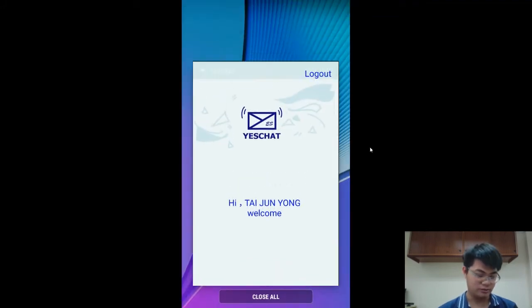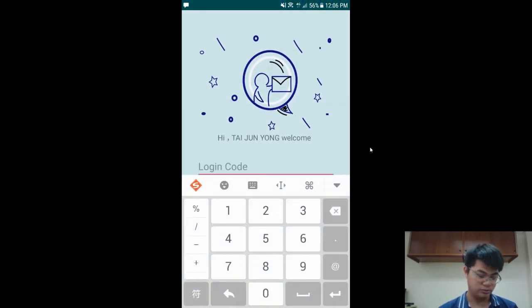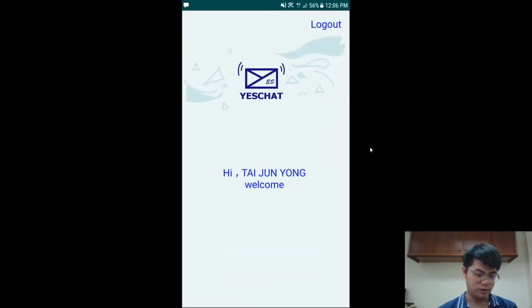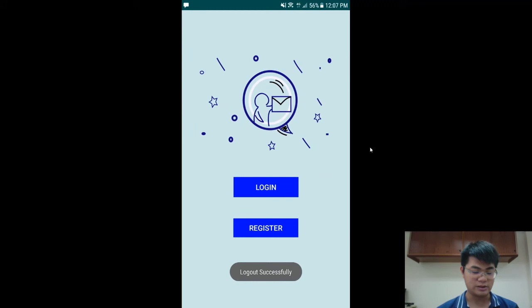Then we go out again, and now we enter the login code 1234. Press login. Okay, we can also come to our interface, and when we need to log out of our application, we just press logout. Okay, logged out successfully. So that's all from me for our proposed system. Thank you.